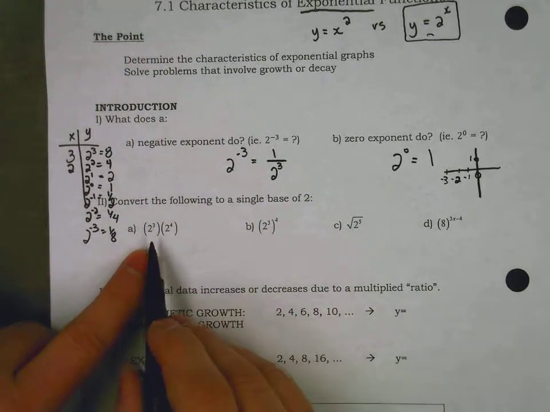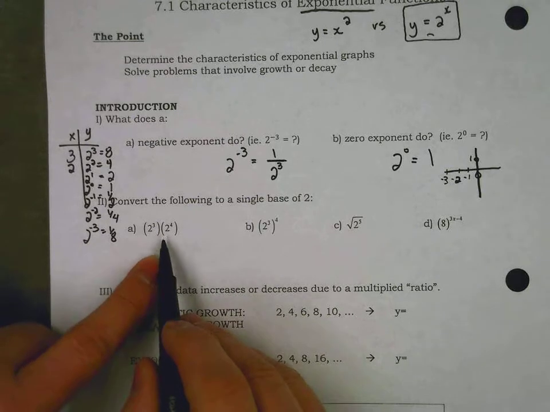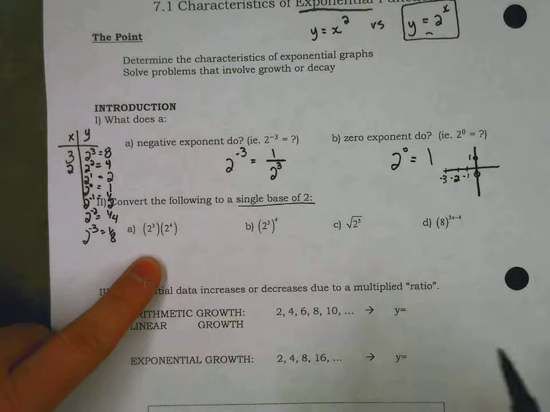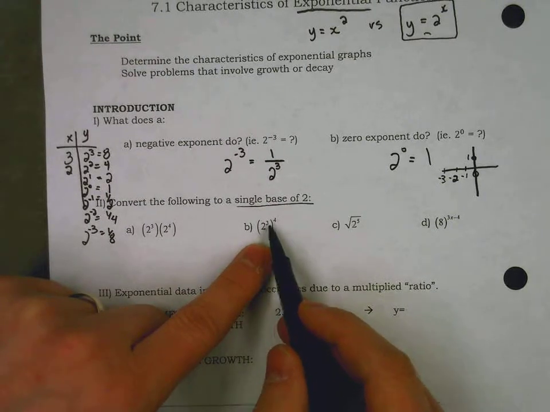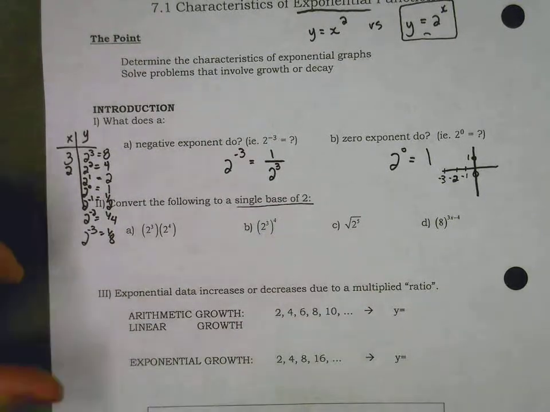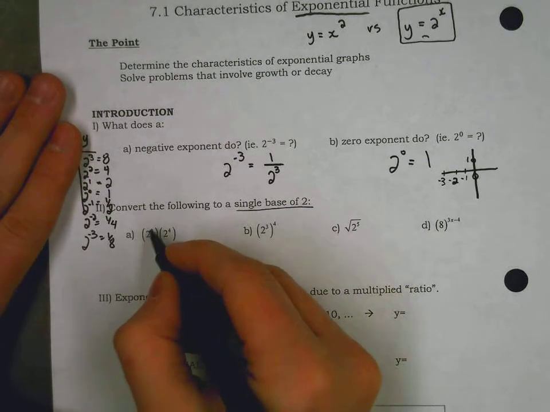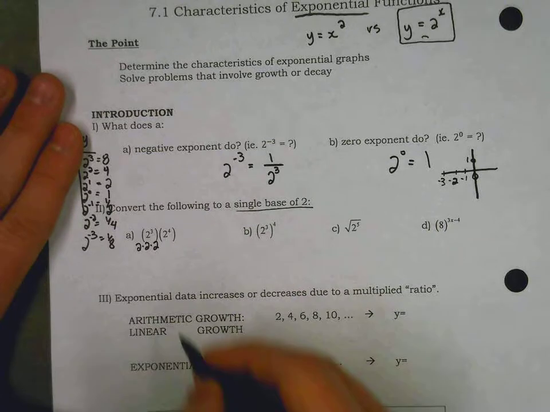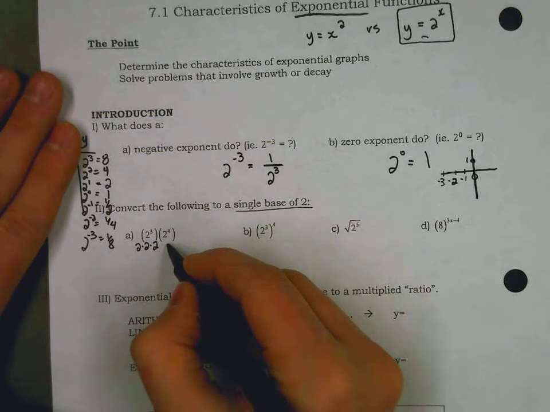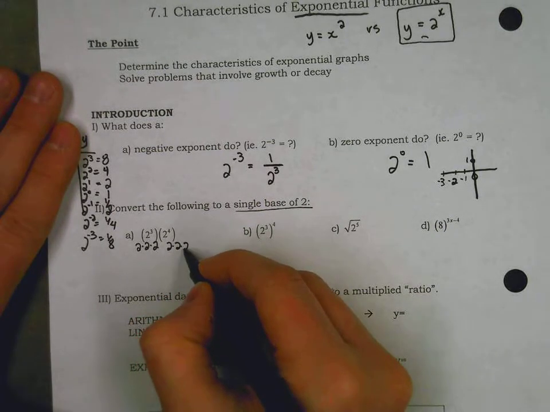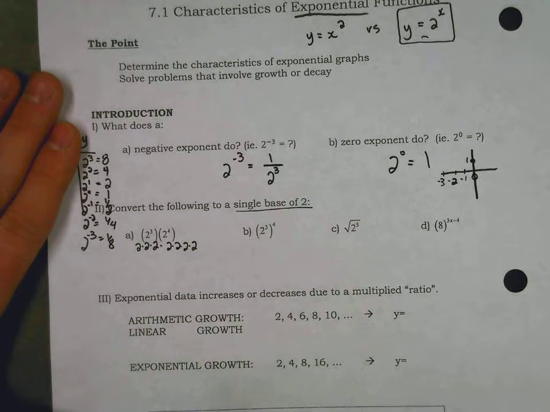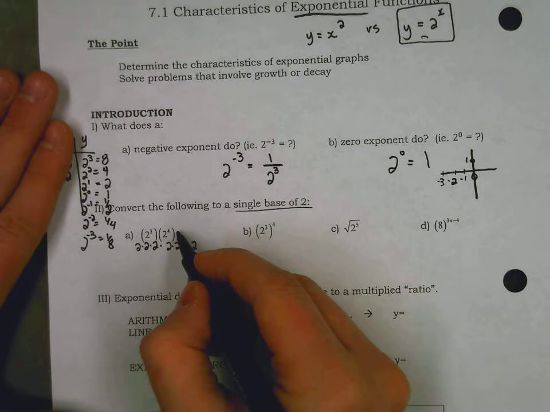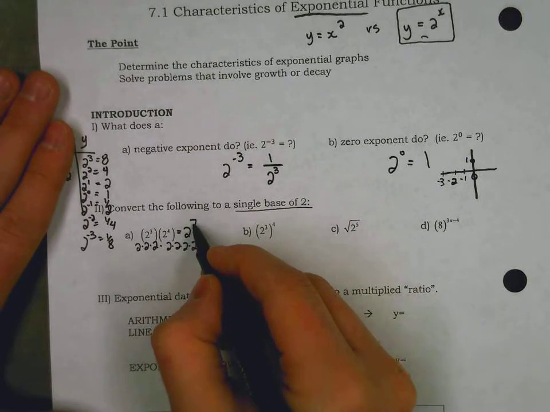But there were some other rules, talking about 2 cubed times 2 to the 4. How do we write this as a single base of 2? And 2 cubed to the power of 4. What do these mean? Well, 2 to the power of 3 is repeated multiplication: 2 times 2 times 2. 2 to the power of 4 is 2 times 2 times 2 times 2. And there's a product in between. So really, this is 2 multiplied 7 times, and we can write that as 2 to the power of 7.